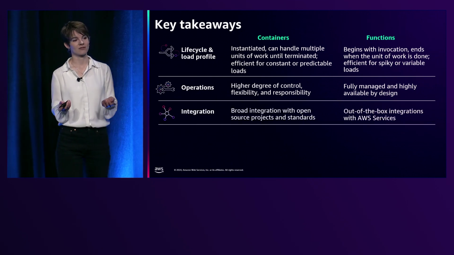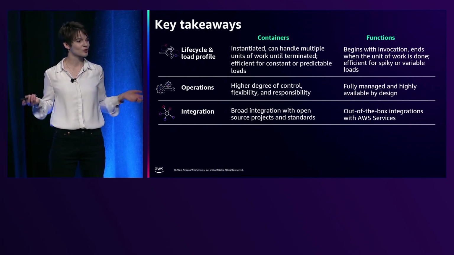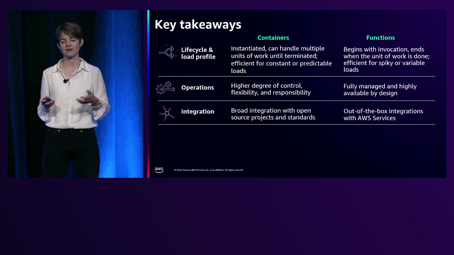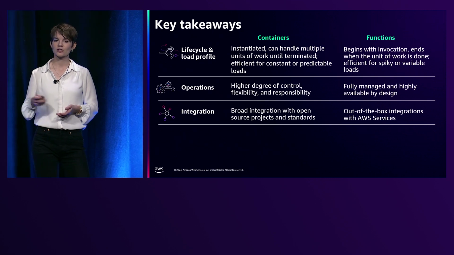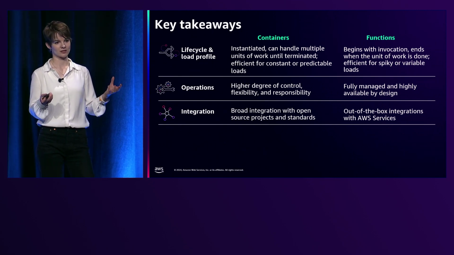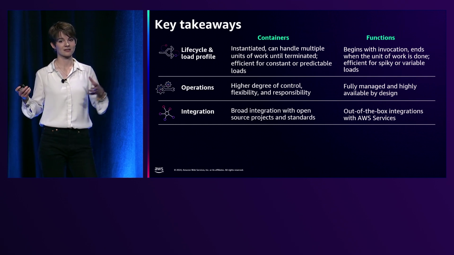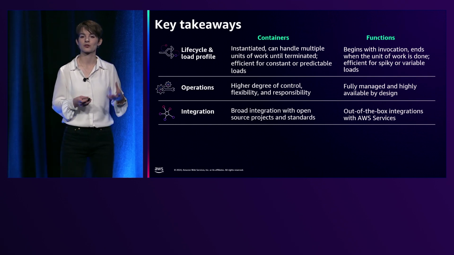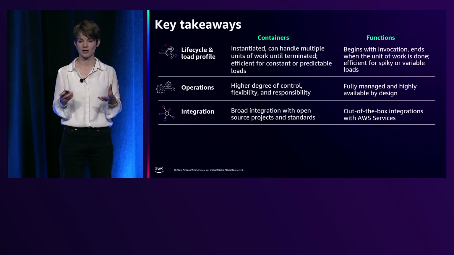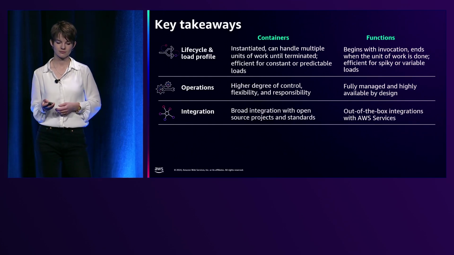On the integration side of things, with containers, you have a choice of the broad open source ecosystem that's available to you. Whereas with functions, you get a lot of out-of-the-box integrations to connect your Lambda functions to other AWS services. Things like those event source mappings for the upstream event sources that we talked about are baked into Lambda, and code that you don't need to write yourself.